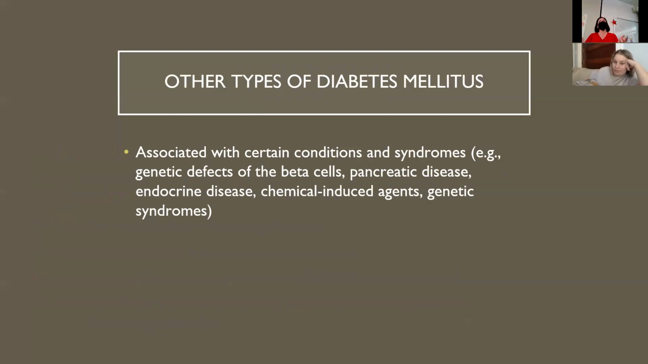So this just touches on it. These are other types of diabetes that they don't know what category it falls into. Sometimes it can be because of pancreatic disease, endocrine disease, or a chemical-induced agent, which is what my friend thinks potentially happened, and then genetic syndromes. So there is this sort of other area that is probably still being studied.